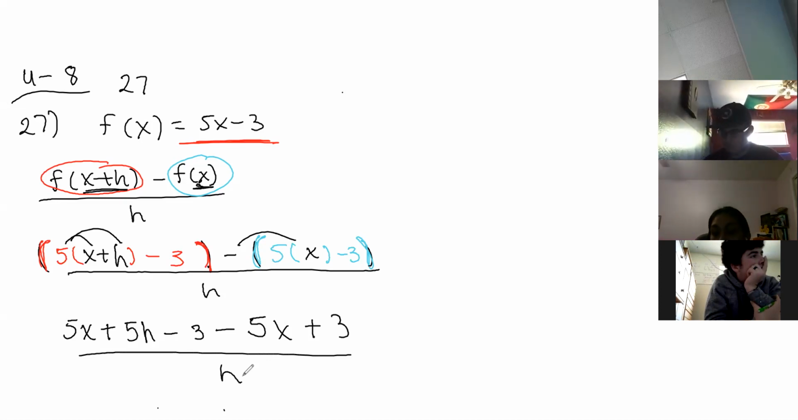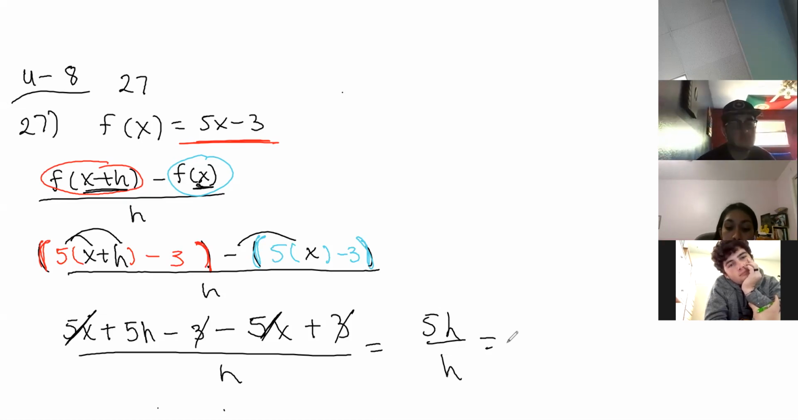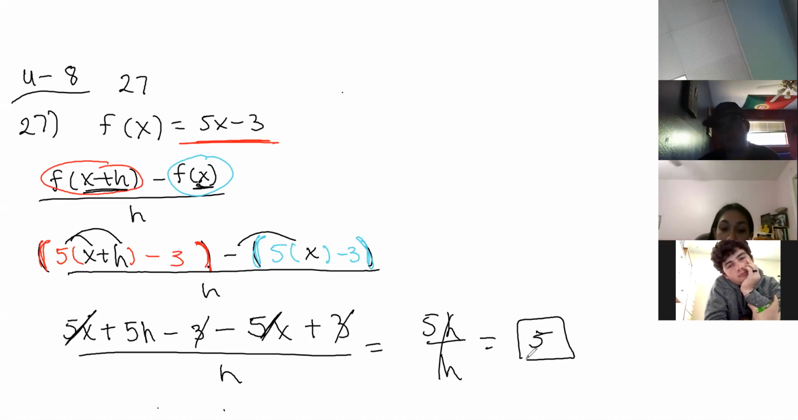Okay, so what ends up crossing out on this one? Undoing each other, 5x and negative 5x. What else? The 3s. Leaving us with 5h over h, which is just 5. Make sense?